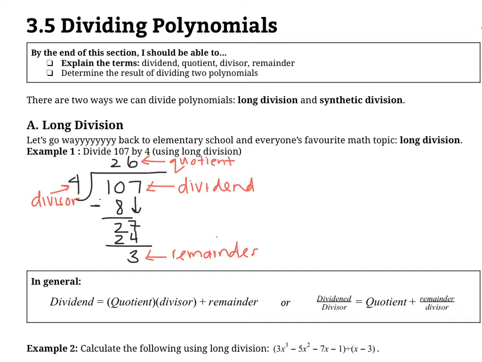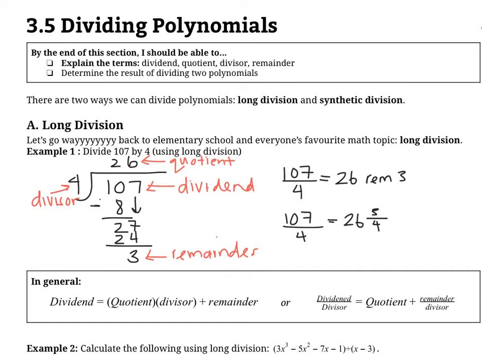In summary, we were asked to find the quotient of 107 and 4. And that answer is 26 remainder 3. Another way to write that is that 107 divided by 4 is equal to 26 and 3/4. If we were to actually put this in the calculator, 107 divided by 4, we should get 26.75.